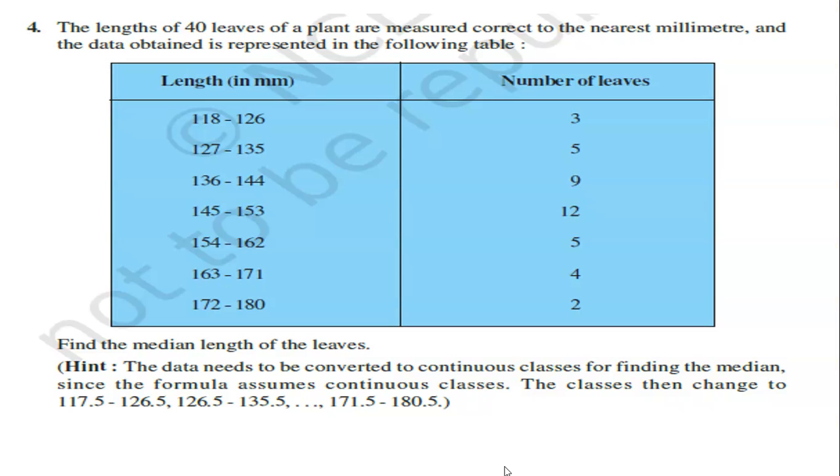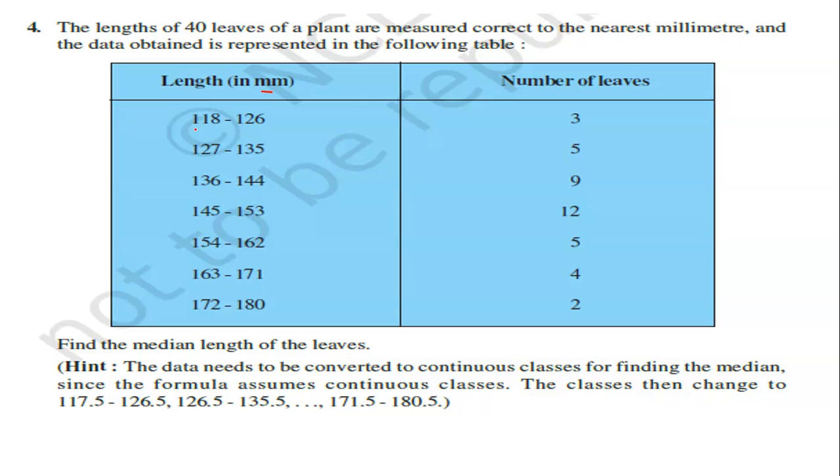Let's start. Here, the lengths of 40 leaves of a plant are measured correct to the nearest millimeter. This is the length in millimeters: 118 to 126, 127 to 135, and so on up to 172 to 180. But as you can see, this is not a continuous class interval. Now you will ask me, sir, what is that?